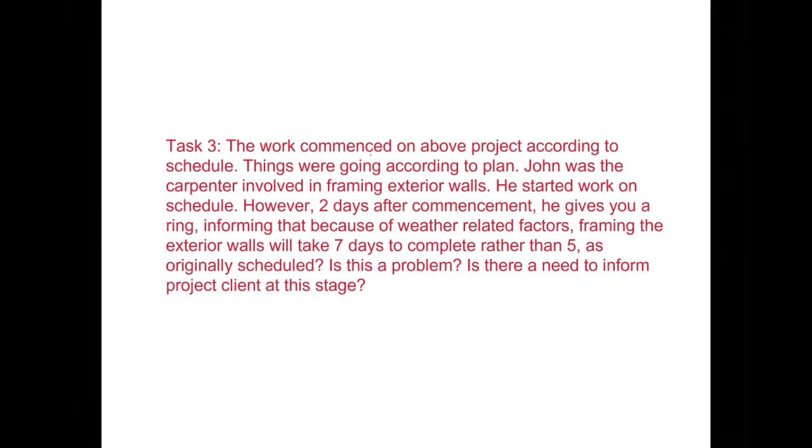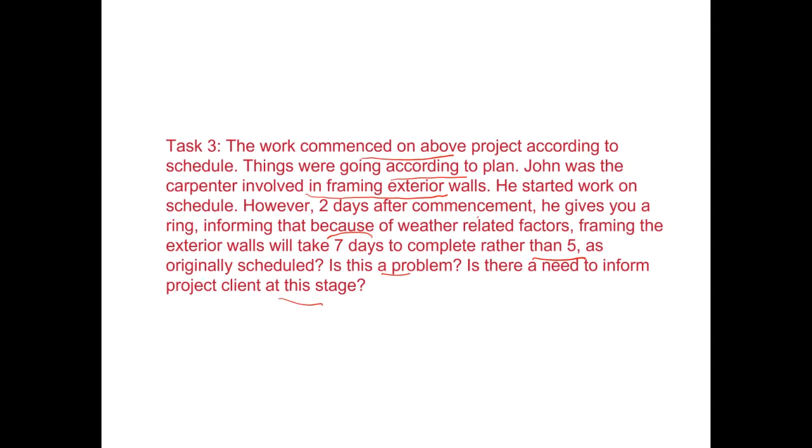So the description is: the work commenced on the above project according to the schedule. Things were going according to plan. John was a carpenter involved in framing of exterior walls. He started work on schedule. However, 2 days after commencement, he gives you a ring informing that because of weather-related factors, framing the exterior wall will take 7 days to complete rather than 5 as originally scheduled. Is this a problem? Is there a need to inform the project client at this stage?